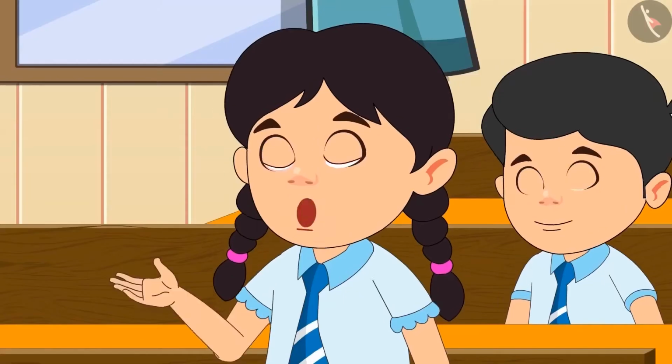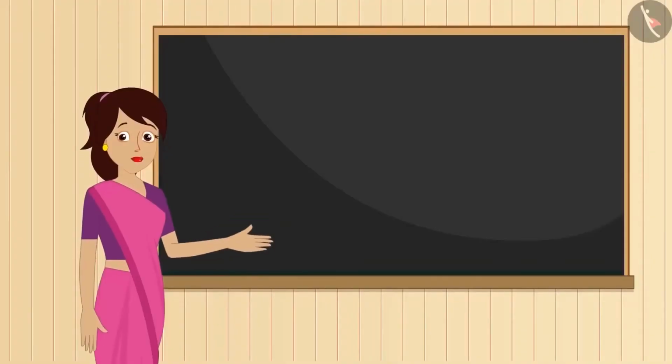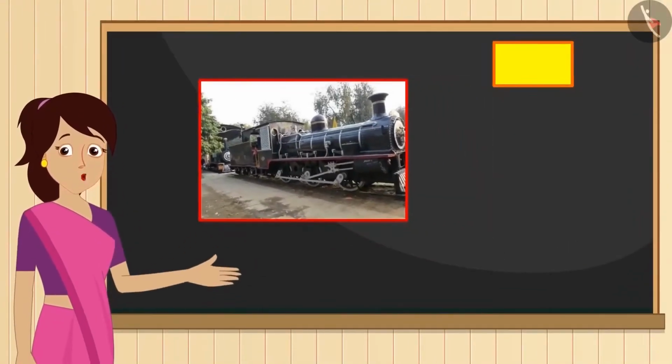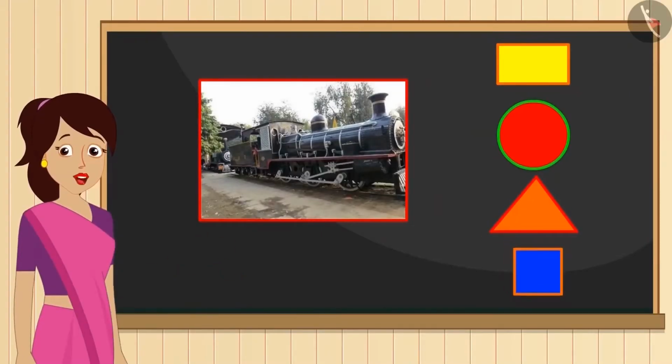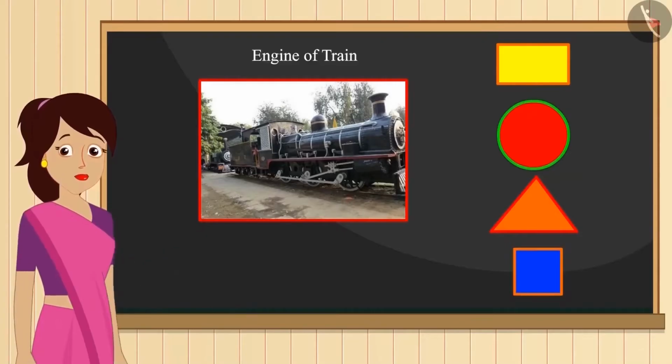See, the cat is drawn. Teacher, is it correct? Very good, Priya. This is a very interesting drawing. All of you must have seen the train. So come on, today let's draw its engine with the help of rectangle, circle, triangle and square.